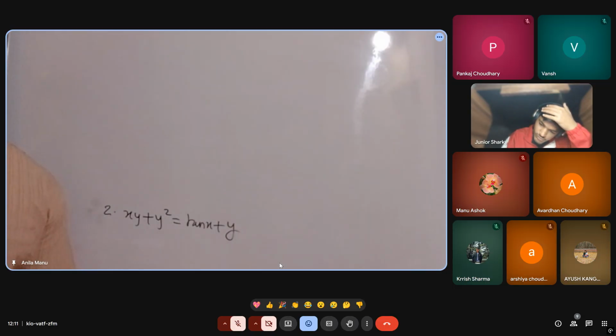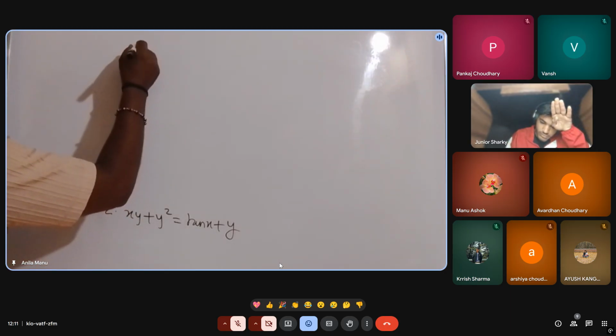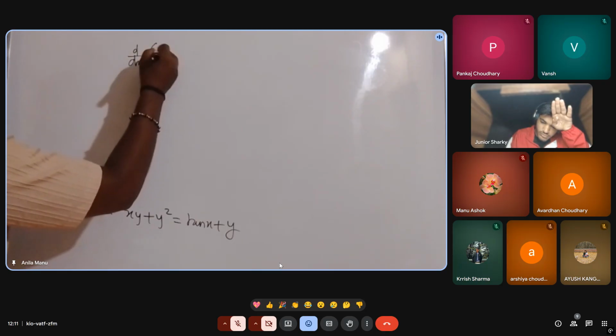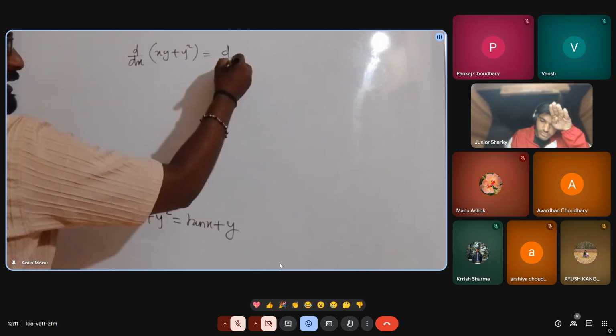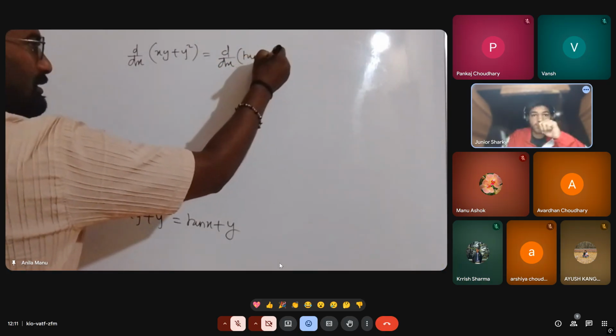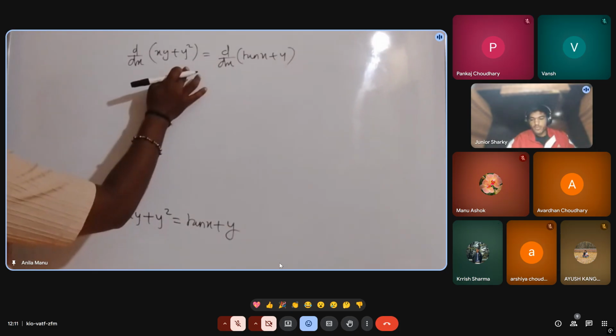How many of you got it? Differentiate both sides with respect to x. So d by dx of xy plus y square is equal to d by dx of tan x plus y. Right? Now, some rules.